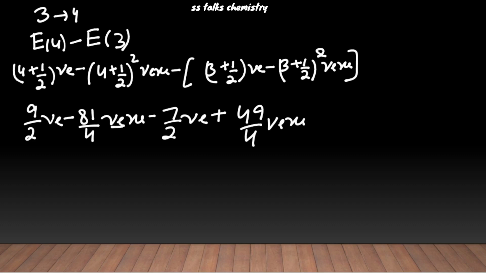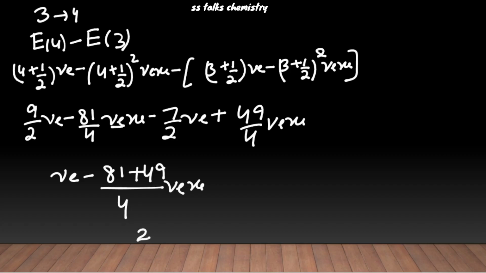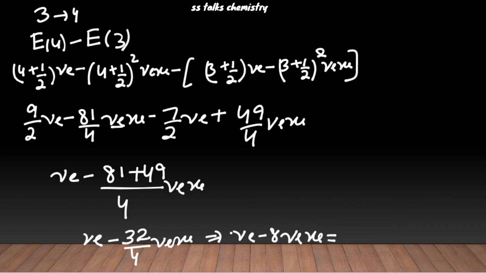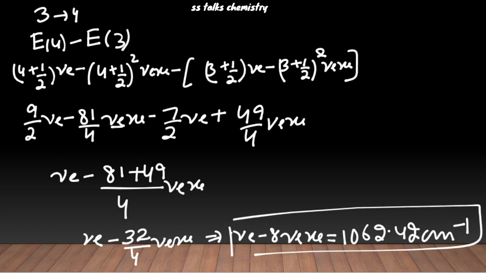So 9 by 2 minus 7 by 2, again nu e we will be getting. Here it is minus 81 minus 49 upon 4 into nu e xe, that is 32 by 4, so it becomes nu e minus 8 nu e xe. This value is given to us as 1062.42 centimeter inverse. So this is the second equation that we have framed.